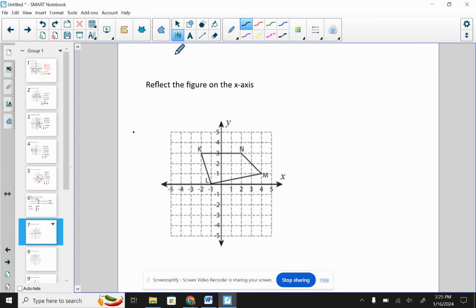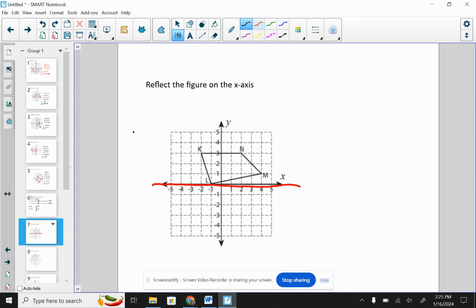Okay, now we're going to be looking at reflections and doing a little bit of investigating with them. So this question says to reflect the figure on the x-axis. So what you have to imagine is there's like a mirror here. So pretend like this line here, this red line, is a mirror. And you're going to flip the image around that mirror.